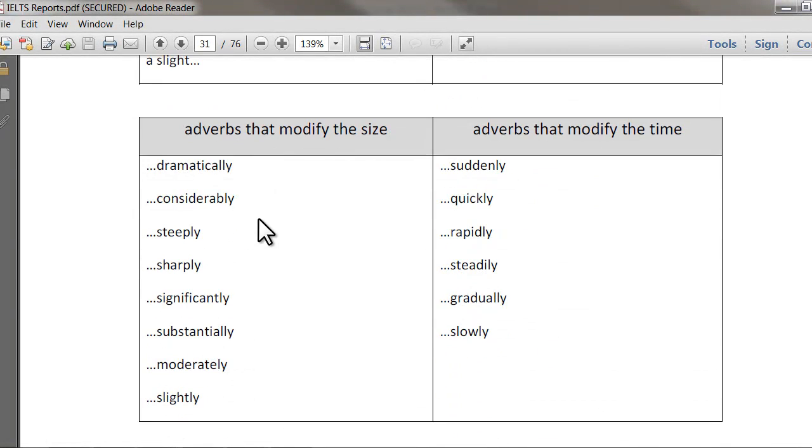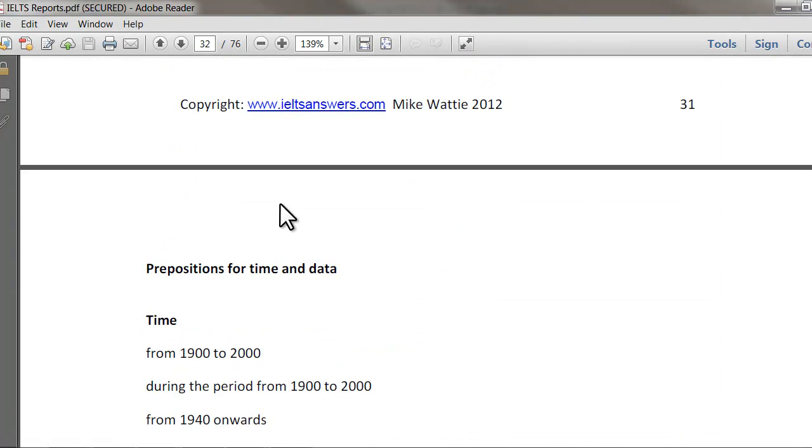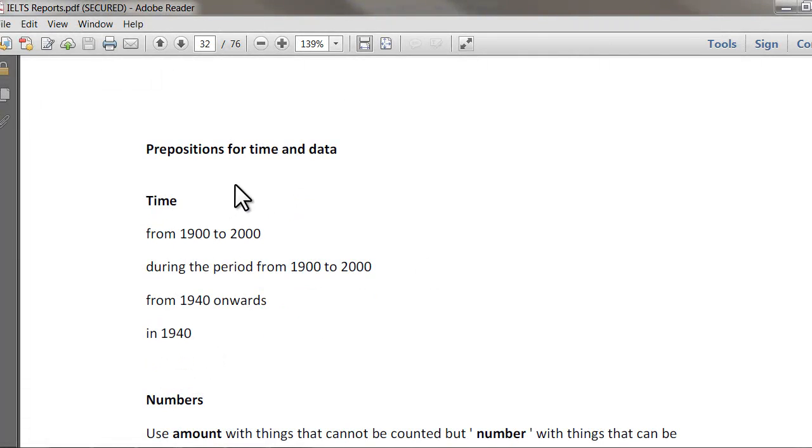And then some adverbs to go with our verbs. And the adverbs are usually just adding an ly onto the adjectives. Okay, and then we need some other things.